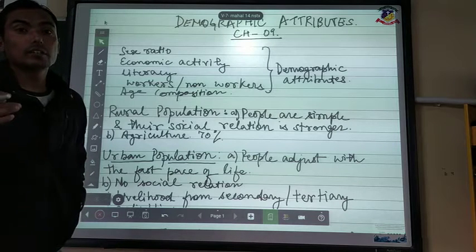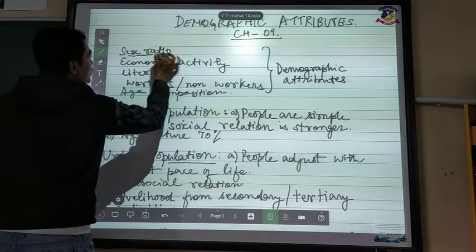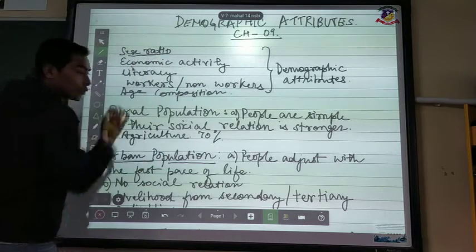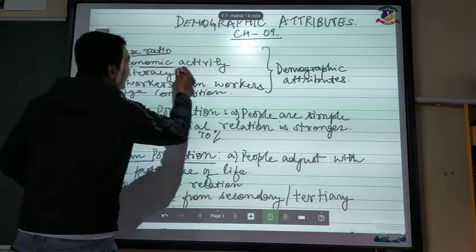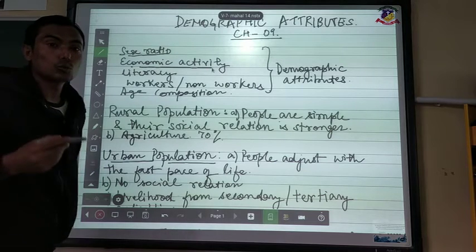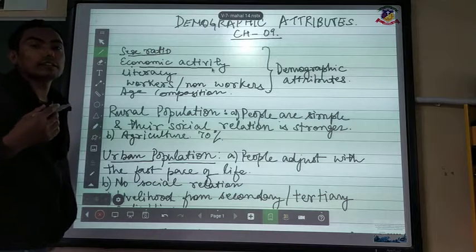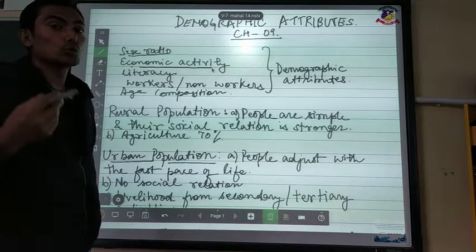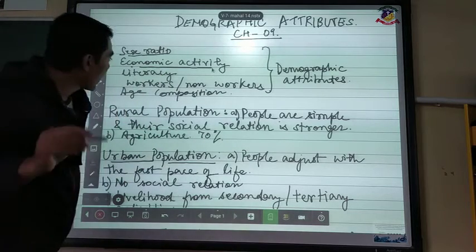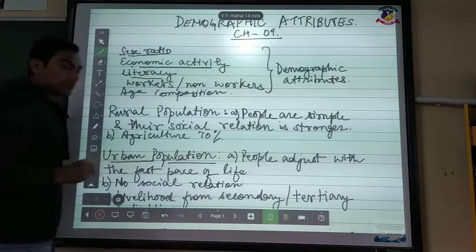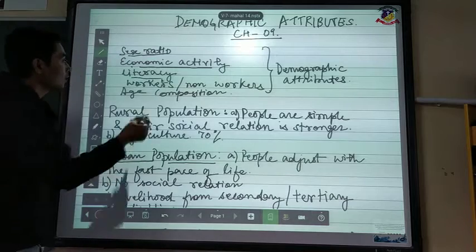Demographic attributes include sex ratio, which means the number of males and the number of females. Economic activity means the source of livelihood; each person has a different type of source of livelihood, and those sources are referred to as economic activity. Literacy means whether the people are literate or illiterate.